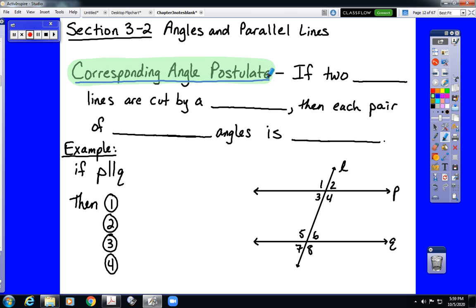It says that if two parallel lines are cut by a transversal, then each pair of corresponding angles in that picture would be congruent.